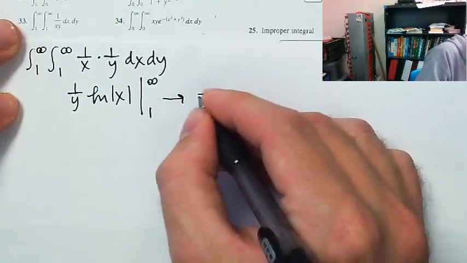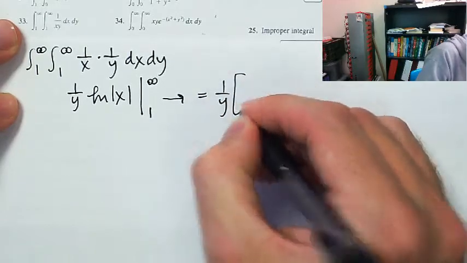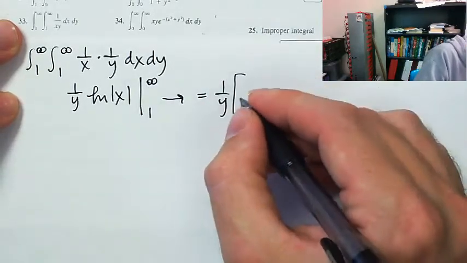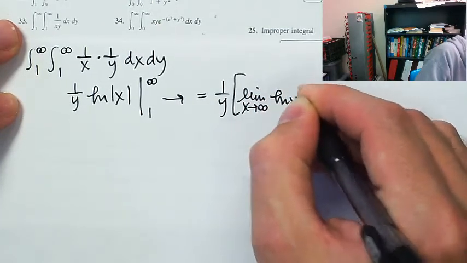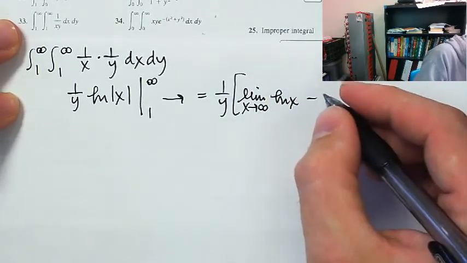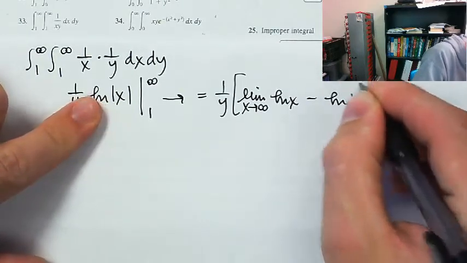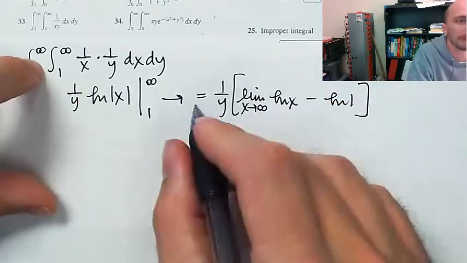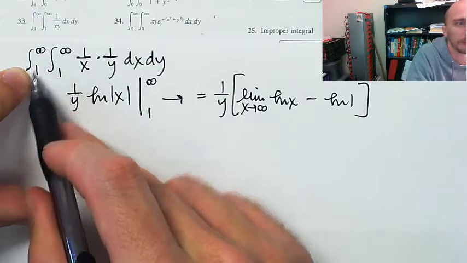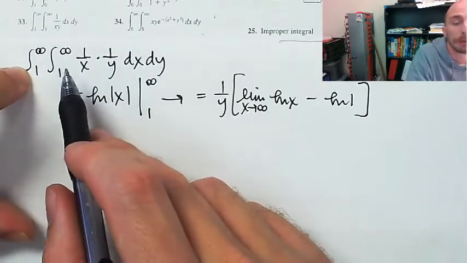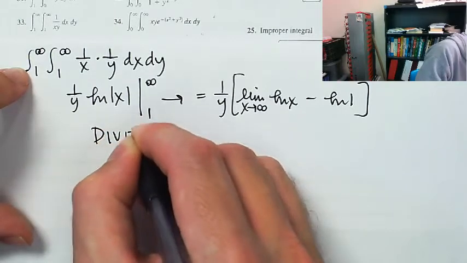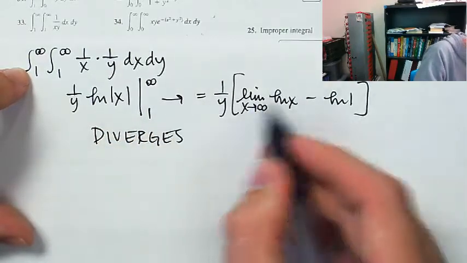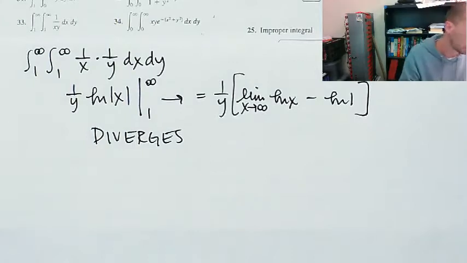Well, that's equal to 1 over y times, okay, can't plug in infinity to log. That's the limit as x approaches infinity of log x minus log of 1. Well, that's infinity, so I don't even have anything. I guess it's like putting infinity into the integrand. That's not going to go well for you. This diverges. So this integral fails to exist because that limit doesn't exist.